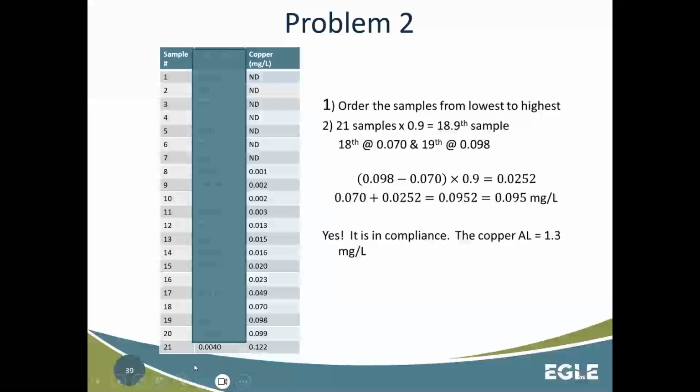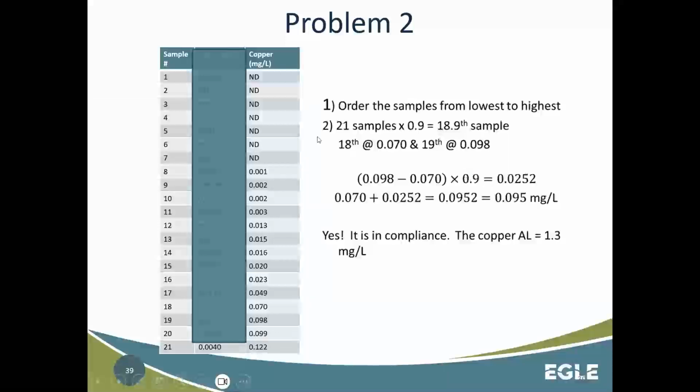18.9th sample. Well, 18.9 doesn't exist. It's in between the 18th and the 19th sample, right? So it's somewhere in between 70 parts per billion and 98 parts per billion. All right. So what we got to do is what we call interpolation. So it's taking these values, you're taking between 70 and 98, or 0.07 and 0.098. You're going to multiply it by 0.9, which is that 18.9th sample.